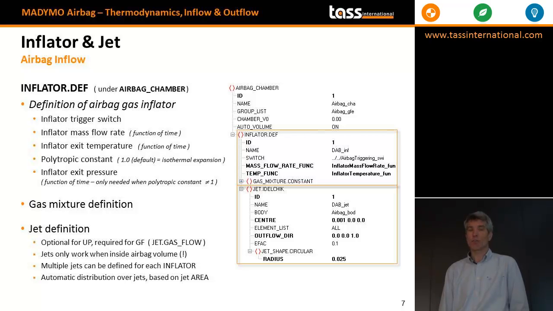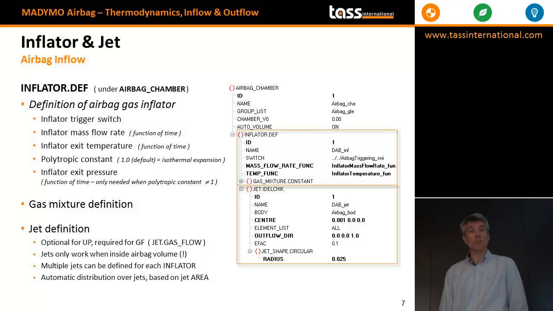Under the inflator, you can also define a jet. In this case, you see a jet idle chick. It's applicable for uniform pressure only. Uniform pressure simulations don't require a jet, but it might be beneficial to use it. For gas flow, you can't apply an idle chick, but it will be a jet gas flow.